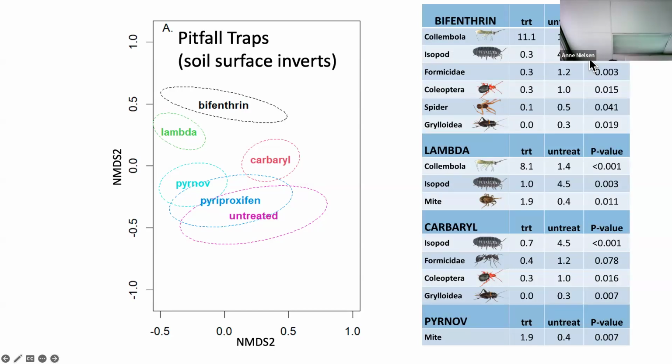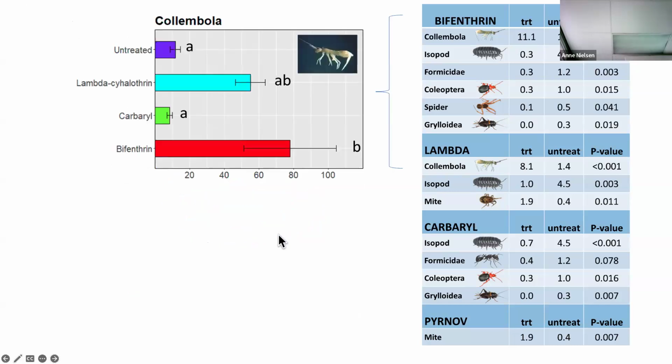And these are some of them. So you can see the different taxa and how they were affected by different treatments. And Collembola and isopods were probably two of the major taxa affected by these treatments.